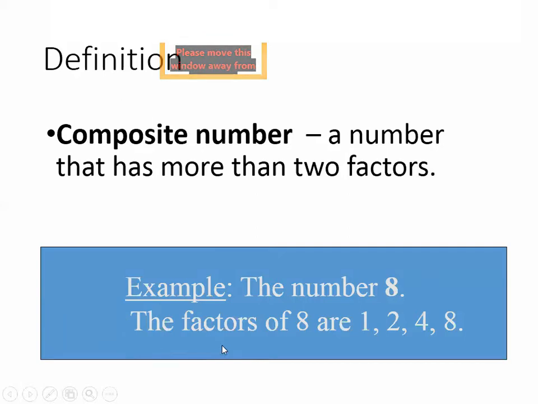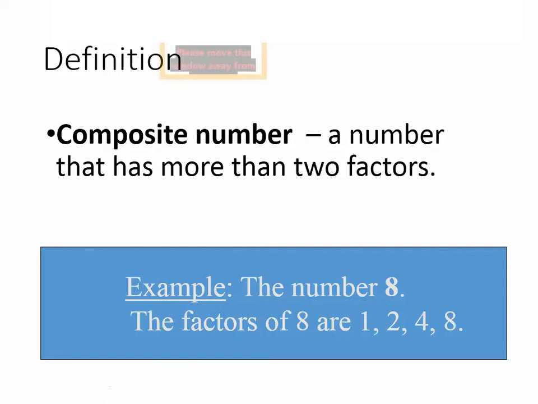The factors of 8 are 1, because 1 multiplied by 8 gives the product 8. Then 2 multiplied by 4 is 8 as well. Then we have another factor, 4 multiplied by 2, so 4 2s are 8. Then itself, 8, multiplied by 1 gives the product 8.